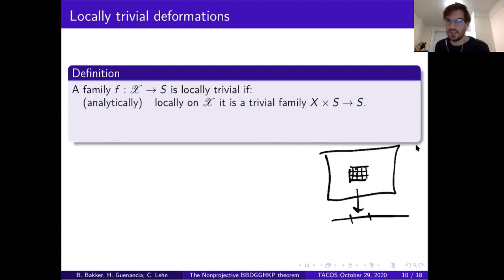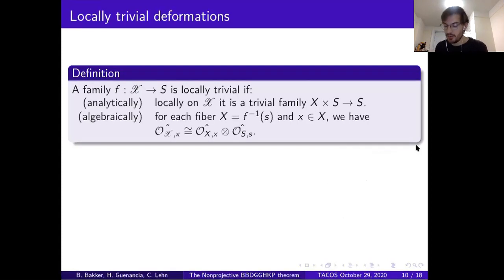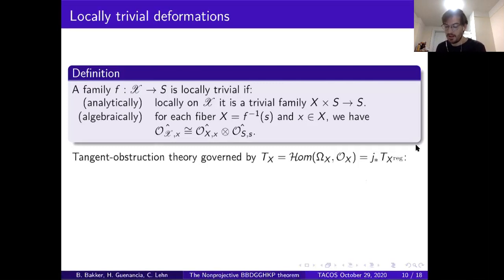Now this is in the analytic category. In the algebraic category, it's basically never true that you're locally trivial unless you're actually trivial, because algebraic open sets are just too big. But I can still make sense of this definition in terms of the completed local rings. In other words, we say a family is locally trivial if at each point the completed local ring looks like it's coming from a trivial family. Let me just note that the easiest example of a locally trivial family is a smooth family, which is automatically locally trivial.